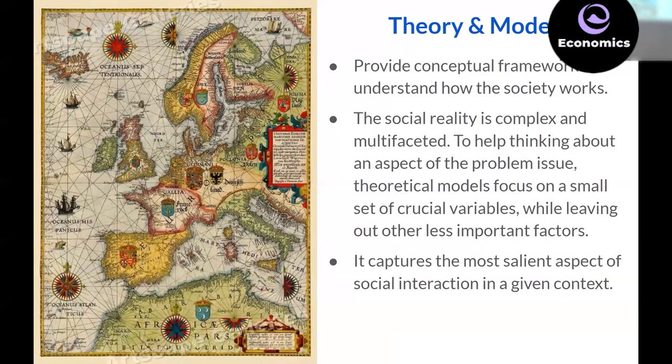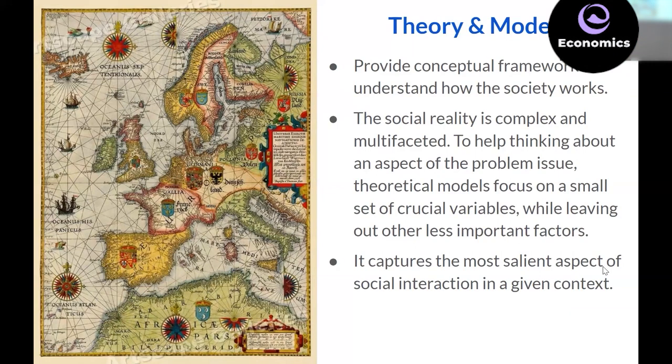Okay, so how should we think about the role of theories and theoretical models? The way I see it, theories are kind of like maps. They are useful tools. They provide a conceptual framework to understand how society works and help us navigate complex relationships in society, as a map helps us navigate the complex geography in Europe. In this case, it could be Brisbane as well.